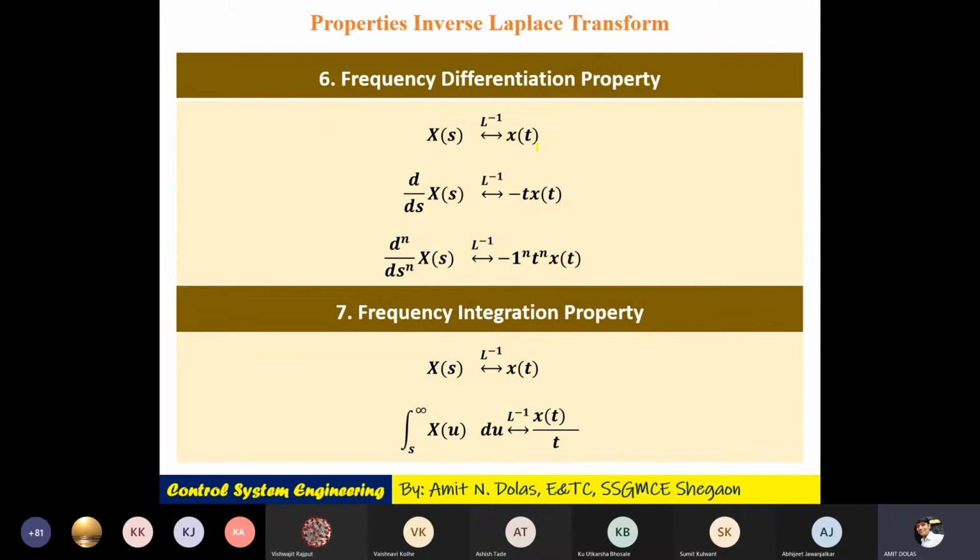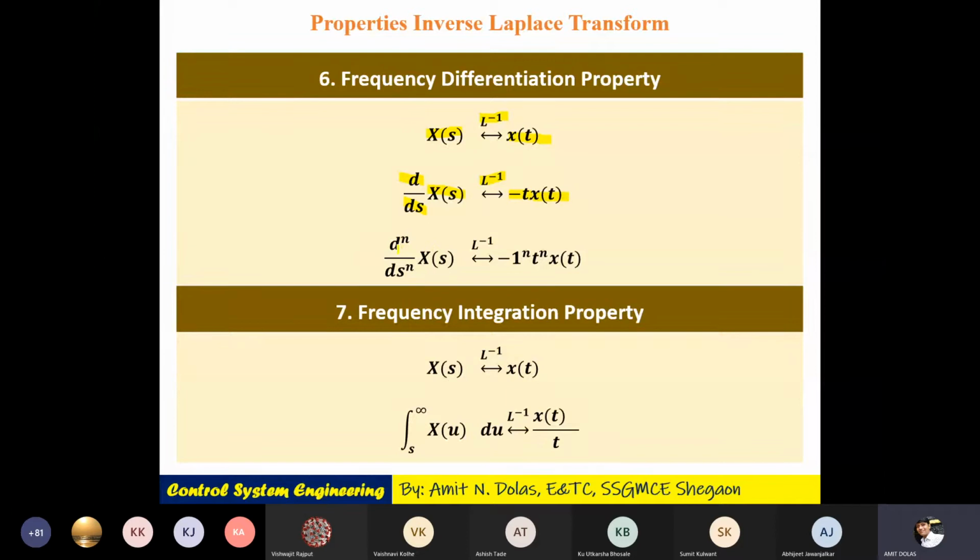Then there are two more properties: frequency differentiation and frequency integration. I have a function x of s whose inverse Laplace transform is x of t. If I differentiate x of s with respect to s, that is dx of s by ds, its inverse Laplace transform will be minus t x of t.